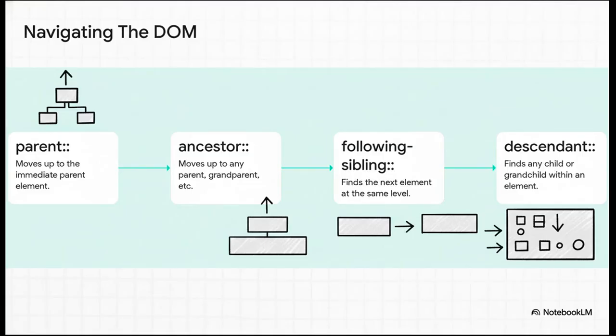And the best way to think about this is like navigating a family tree. It makes so much sense. For example, parent moves you up one step to the immediate parent. Ancestor is even more powerful. It lets you move up to find any parent, grandparent, you name it. Need to go sidewise? Following-sibling finds the very next element at the same level. And if you need to find something inside an element, descendant will find any child, grandchild, anything nested within it.